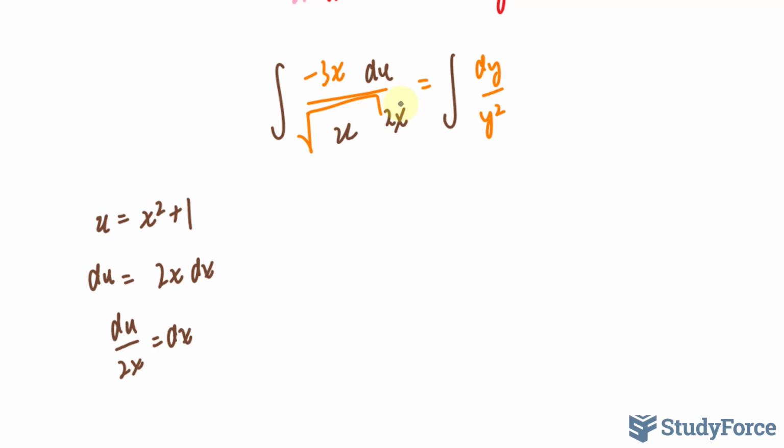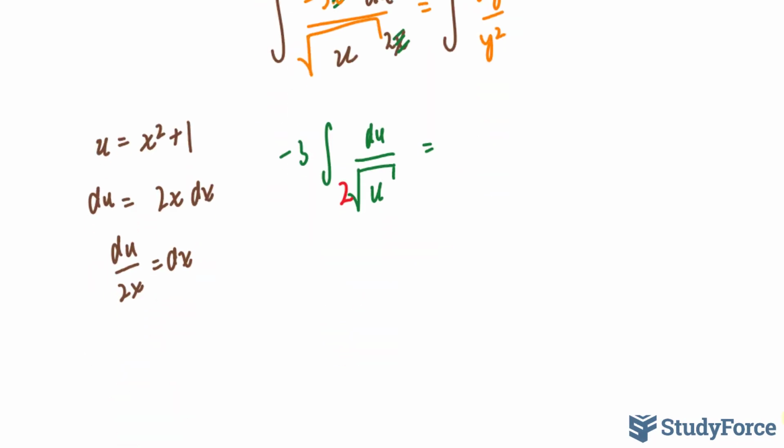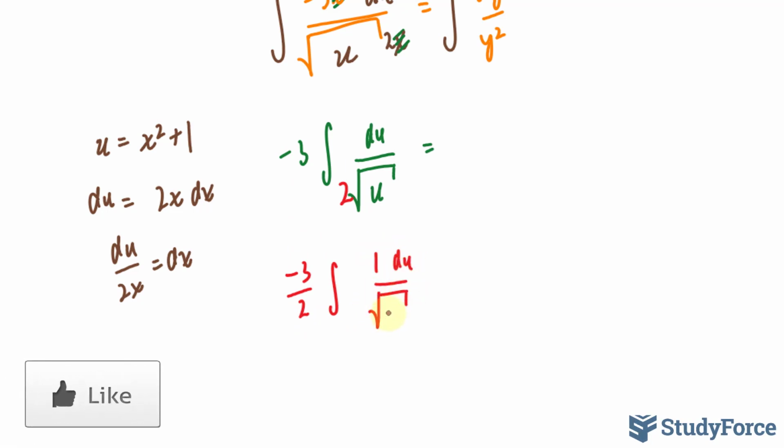Notice what just happened there. We can now cancel out this x with this x and also pull out this negative 3, where I have negative 3 outside the integral of du over the square root of u. And of course, you should have a 2 right here. So before we integrate 1 over the square root of u, I'll pull out this 2 so that we have negative 3 over 2, the integral of 1 du over the square root of u.